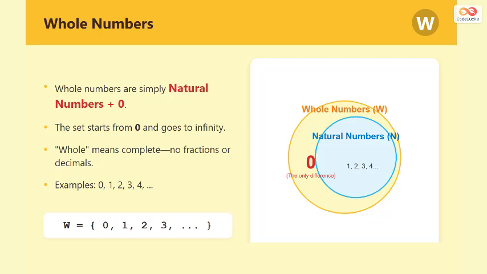Next, we have whole numbers, represented by the symbol W. This set is very similar to natural numbers, with one crucial addition: the number 0. So, whole numbers start at 0, 1, 2, 3, and so on. Think of the hole in the word whole to remember it includes the 0.